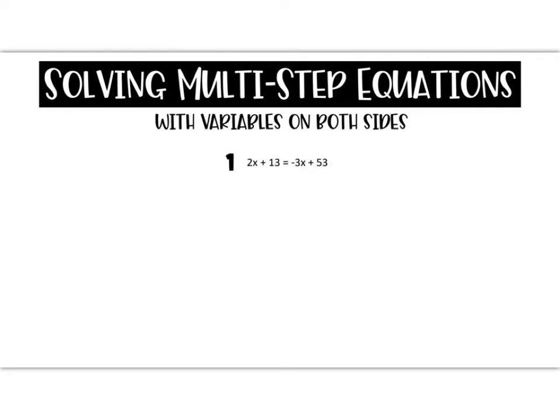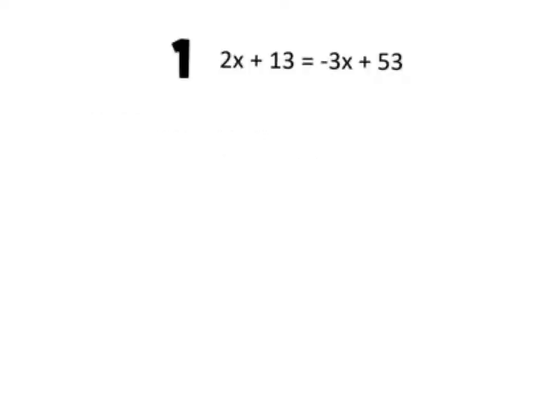Let's review how to solve multi-step equations that have a variable on both sides of the equation. I have enlarged the equation so that I have enough room to show my work. You're going to want to copy the problems and show your work. Don't just go through and try to do it in your head. Don't just guess. Make sure you're getting these correct.